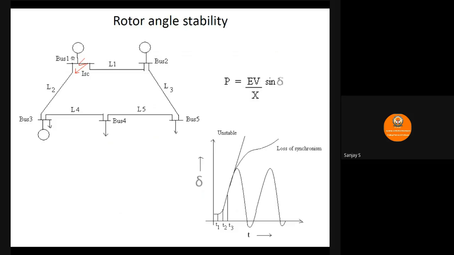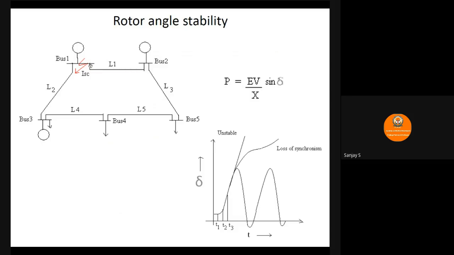Now bus 1 is racing or accelerated, you can say. Bus 1 is running at a higher speed compared to the bus 2 and bus 3 generators. So there is a drastic increase in the speed of this generator. Just have a look at this curve which represents delta versus t. Delta is called the rotor angle, a plot of rotor angle versus time. Just now I told you the generator at bus 1 starts accelerating, or goes beyond the generators connected at bus 2 and bus 3.